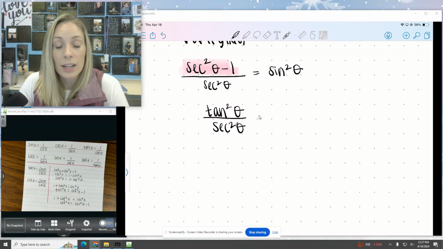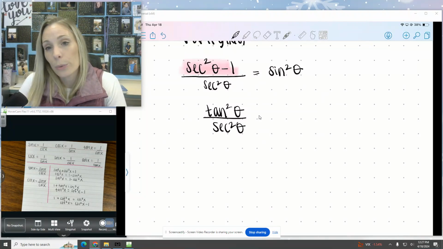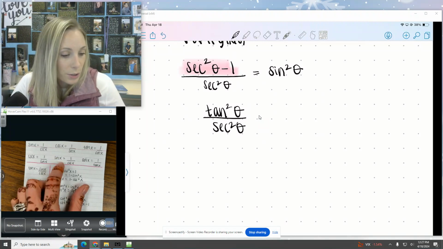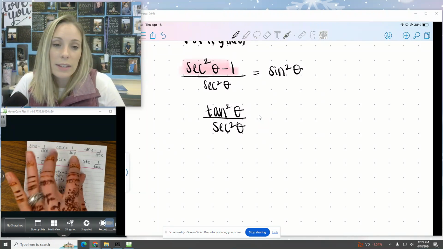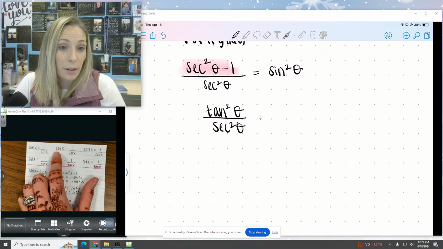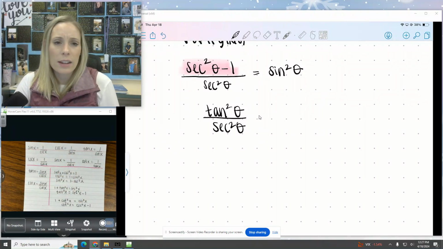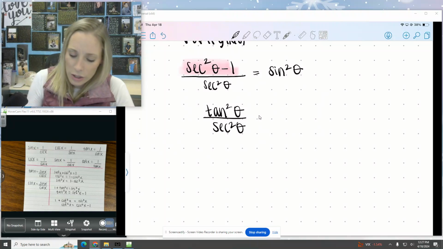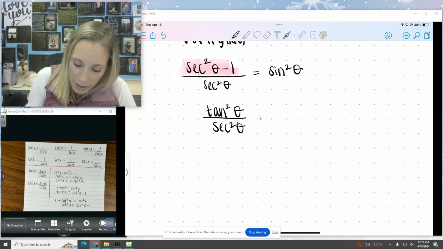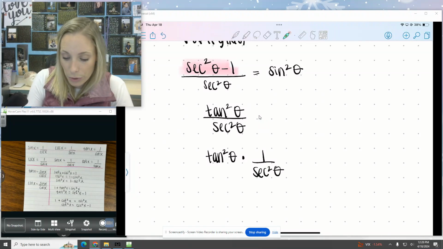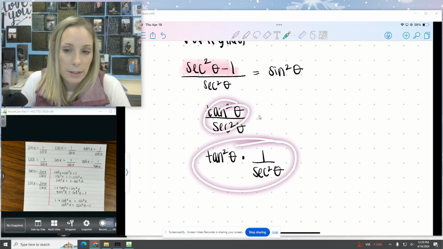Some of us right now notice we have a secant squared in our denominator, and that's the same thing as just multiplying by a cosine squared. Some of us are not at the point where we can see that yet, and so we need to work through our fractions still. I want you to know that this is the same thing as tangent squared times 1 over secant squared of theta. These two things are equivalent.